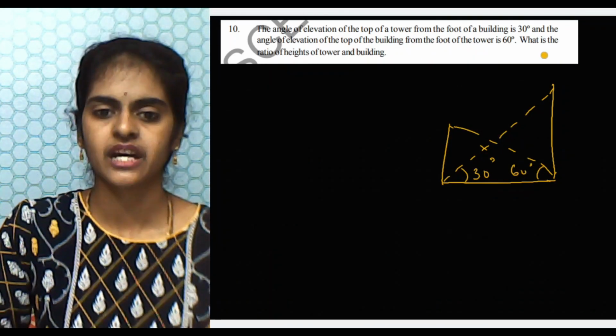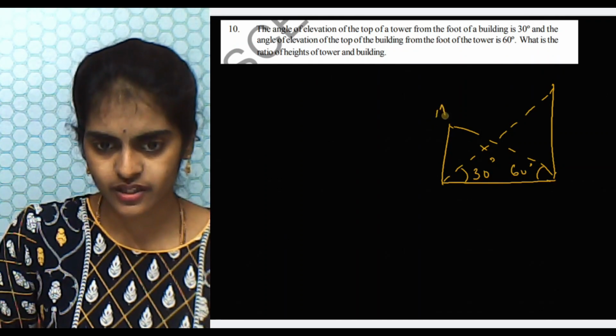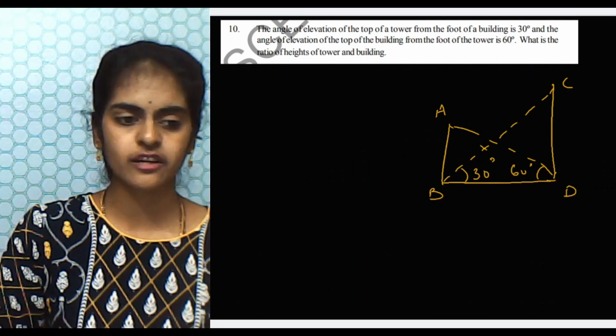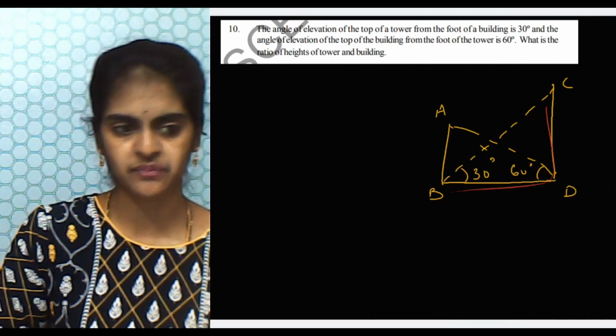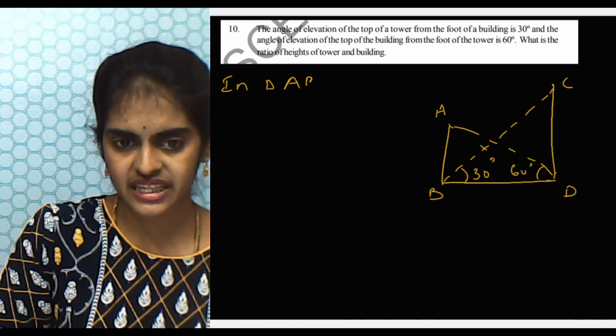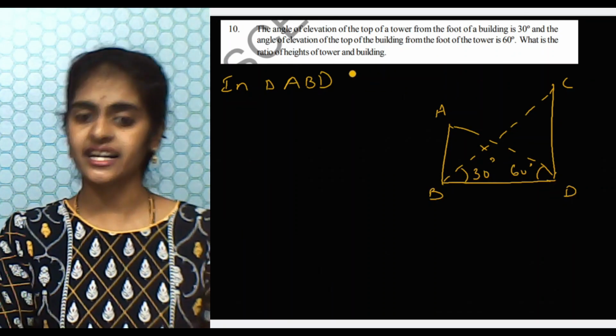This is 60. So what is the ratio of heights of the tower and the building? Okay. So let us take this as A, B, C, D. Here also you can see you have two triangles ABD and BCD. So let us take the two triangles. In triangle ABD, what do I have? I have to find the ratio of the heights of the building.